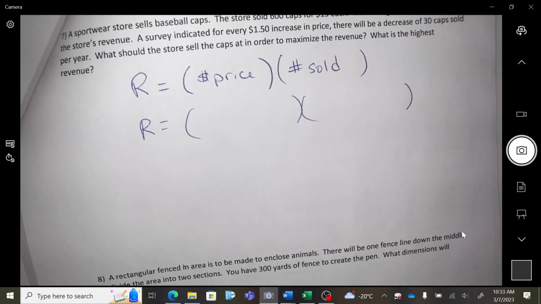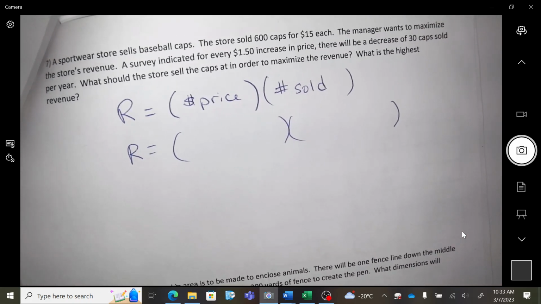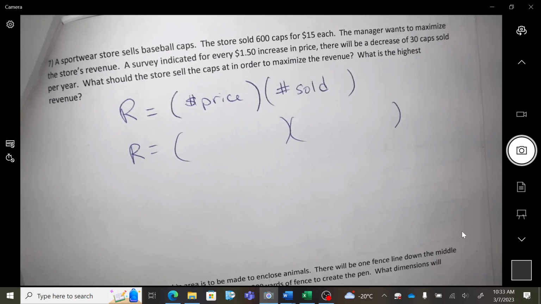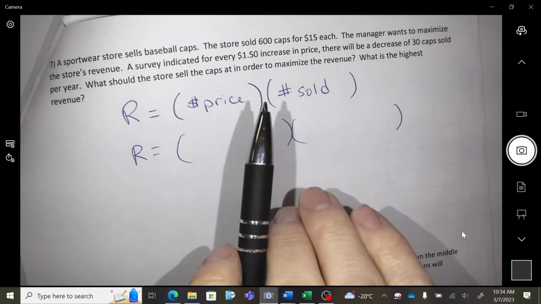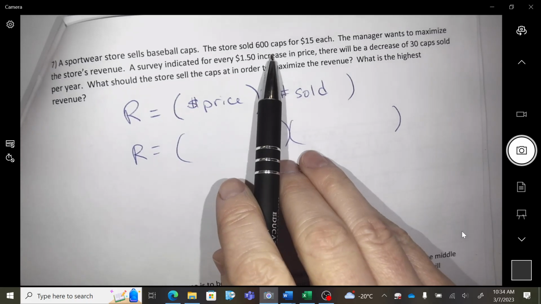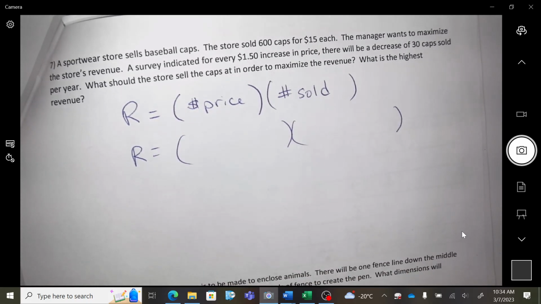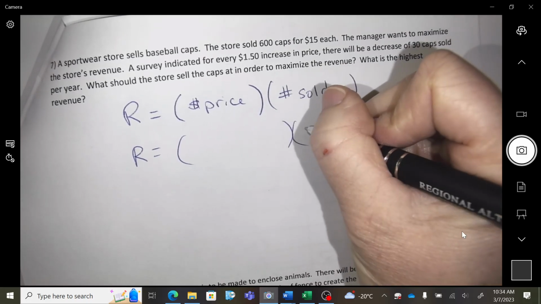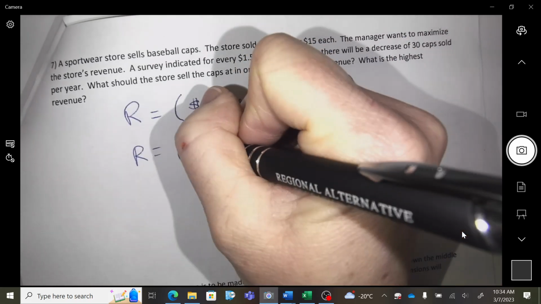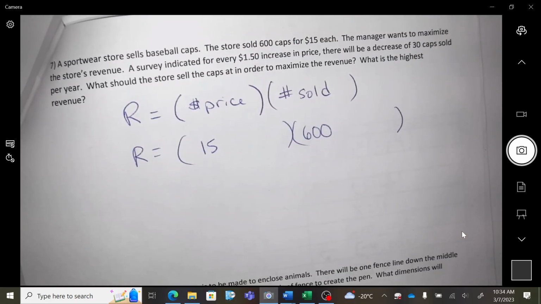Okay, so give yourself 2 brackets. So the store is selling 600 hats and then they're $15 each. So where are you going to place the 600 and the 15? So 615 is the starter. So I'm putting them at the front of the brackets.